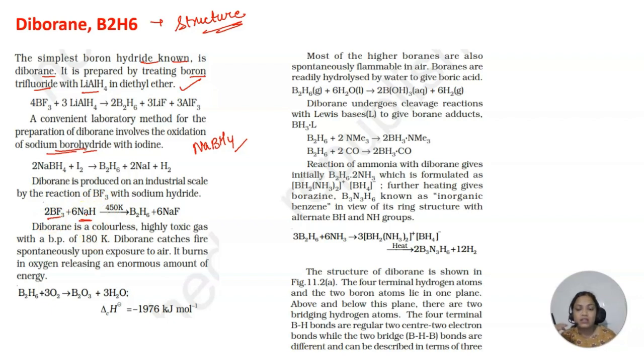So 3 methods are given: lab preparation, general preparation, and industrial method as well. It's actually a highly toxic gas. It catches fire on exposure to air. It burns in oxygen to give enormous energy. Can you see the delta H value? It's so highly negative. So a large amount of energy is released.